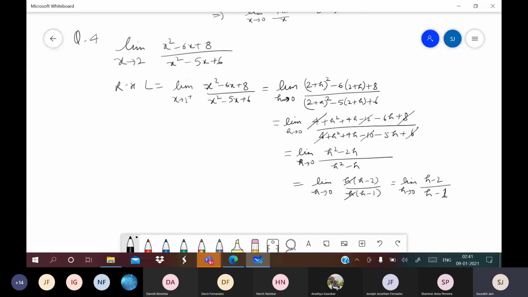So if you put 0 here, if h is tending to 0, that means the numerator is tending to minus 2 and the denominator will be tending to minus 1, and that is why the whole answer will be tending to 2. This is your RHL. Try to cancel whatever you can. Try to write the function in the simplest form and then put the value of h. So RHL is coming 2.